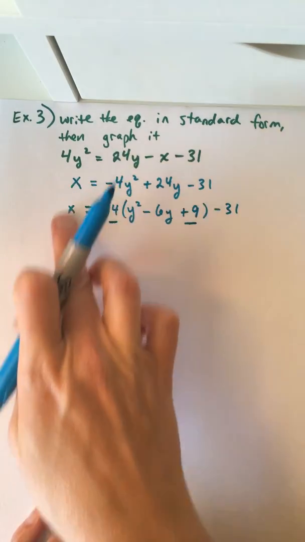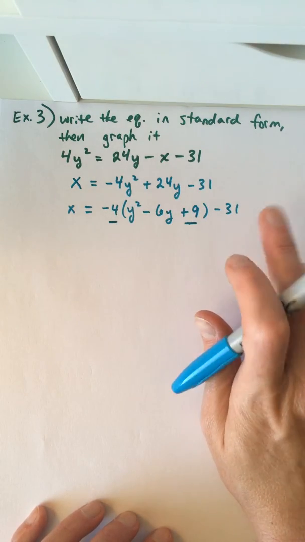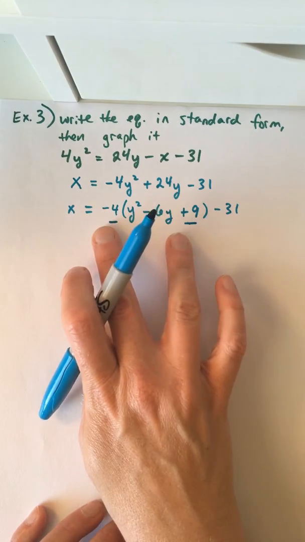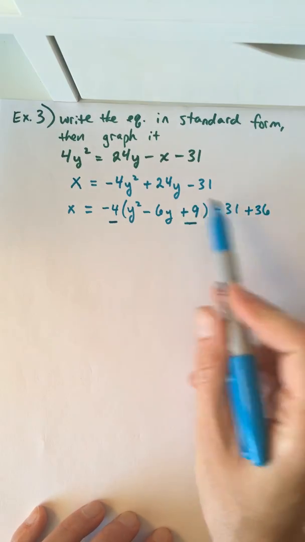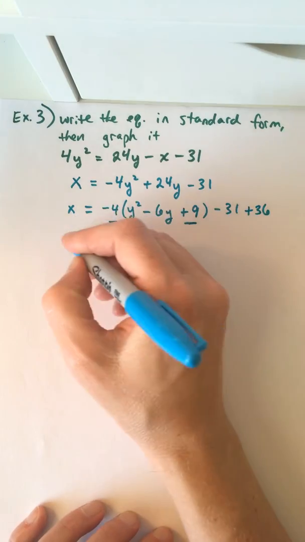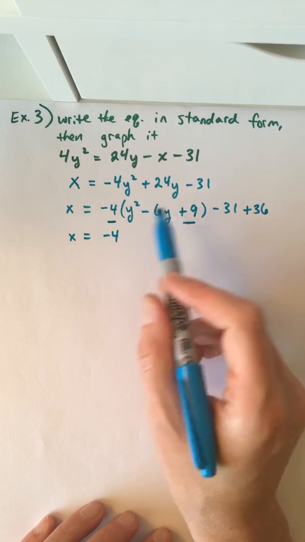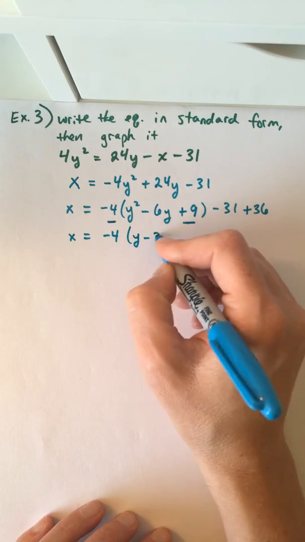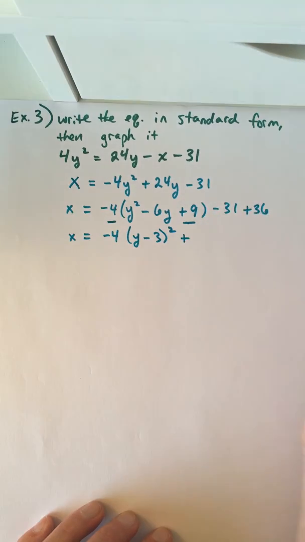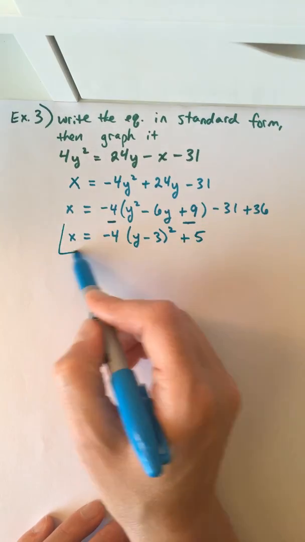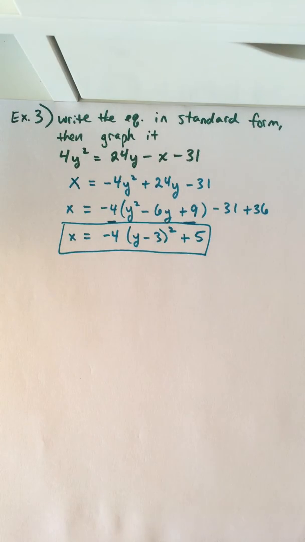But we want to just keep a single x on the left-hand side. So to balance the equation, I'm going to do the opposite on the same side. So to balance this negative 36, I'm going to create a positive 36, which essentially adds 0 onto the right-hand side. Factoring this trinomial, it would be y minus 3 times y minus 3, which is y minus 3 squared. And combining these like terms, we get 5. Here's our standard form of a parabola. And now I'd like to graph it.